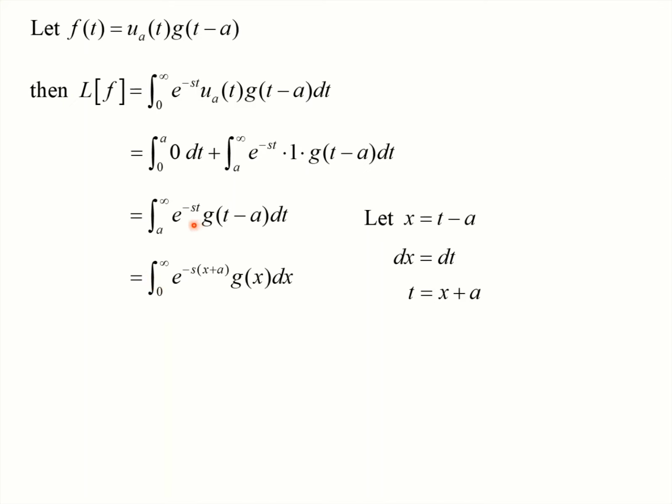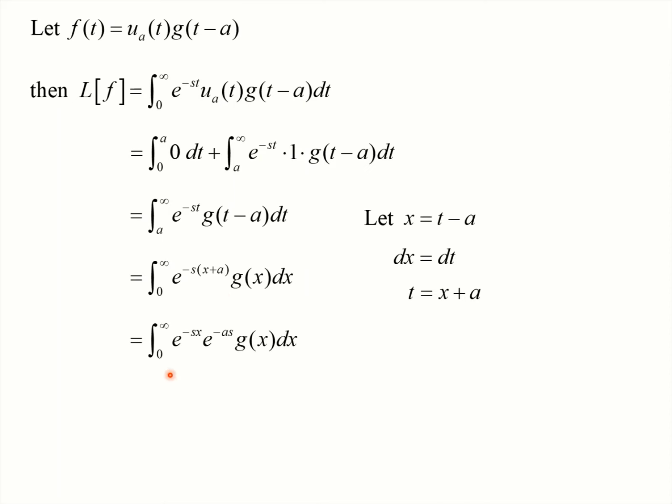I have the e to the negative s, there's the negative s, and then replace the t with an x plus a, g of, and then replace the t minus a with an x, and then dx equals dt. Okay, so that's what I have. So what I'm going to do is use the property of exponents to split this a little.